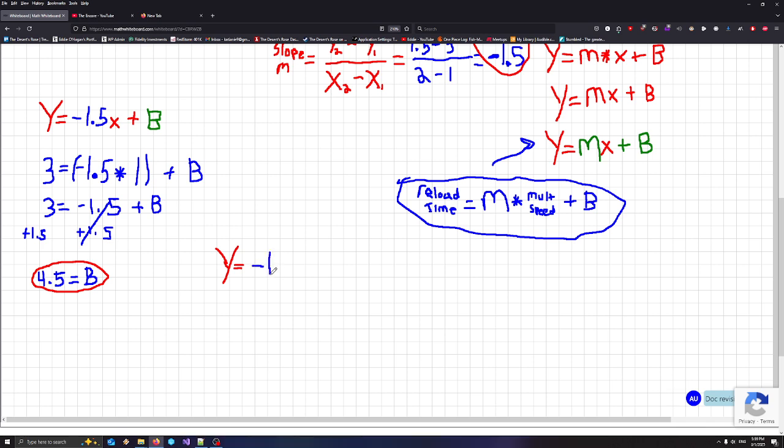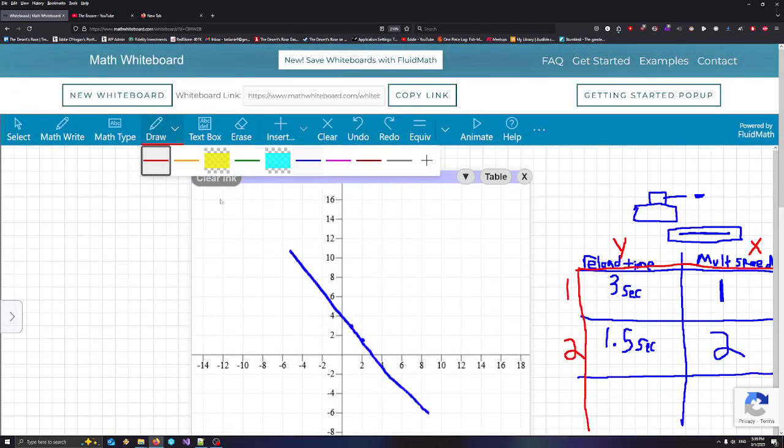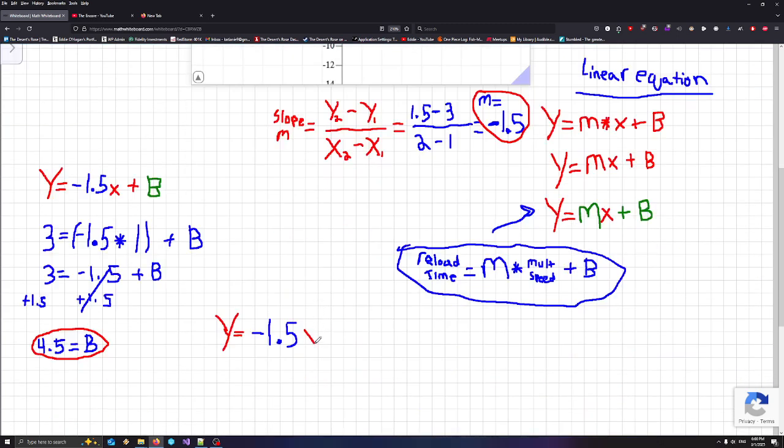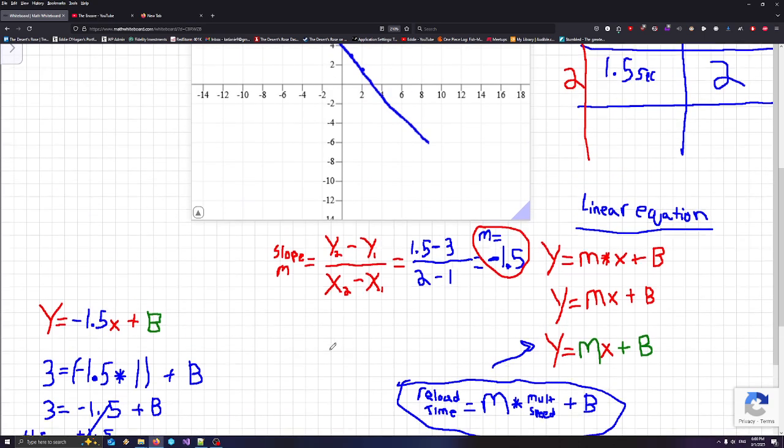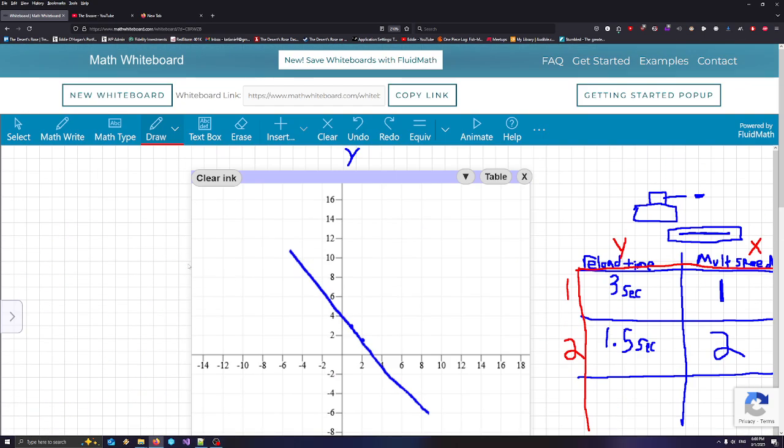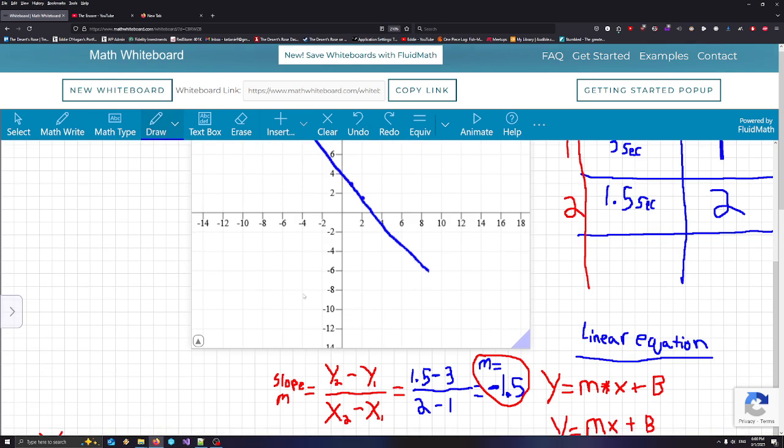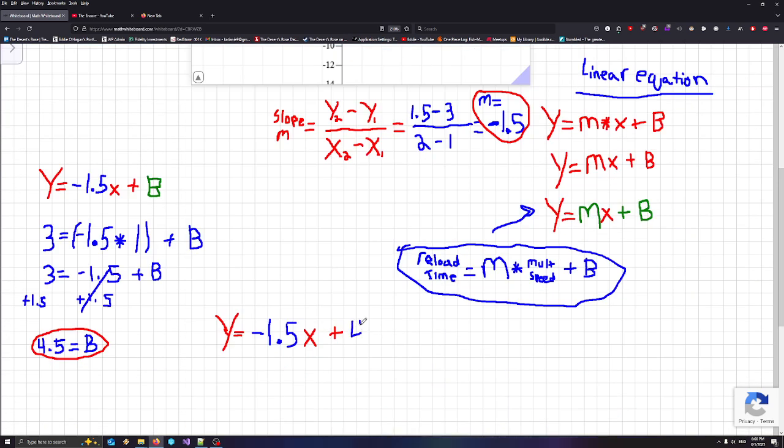Negative 1.5, because that's our slope of the line, times x plus our y-intercept, b over here, 4.5. And that's our linear equation.